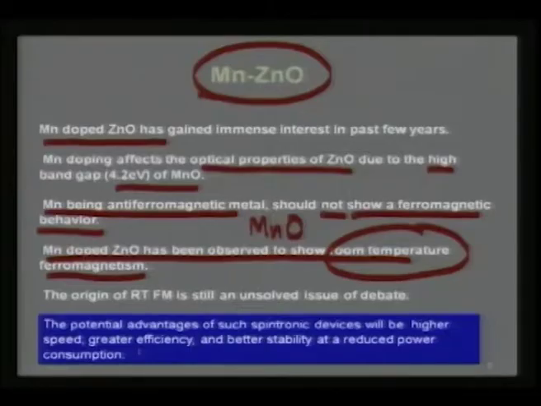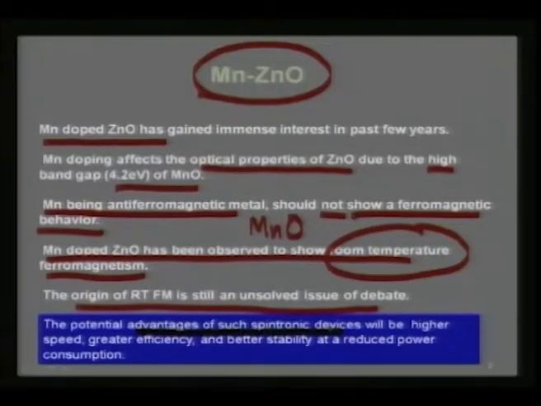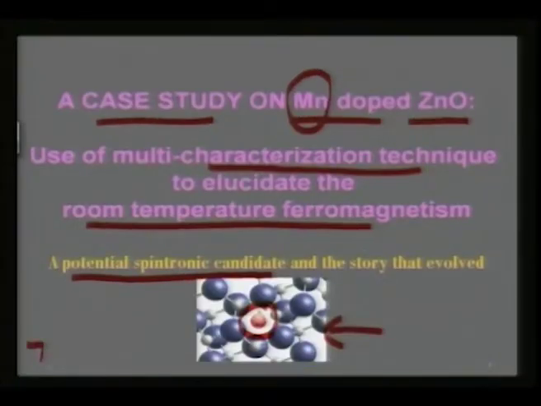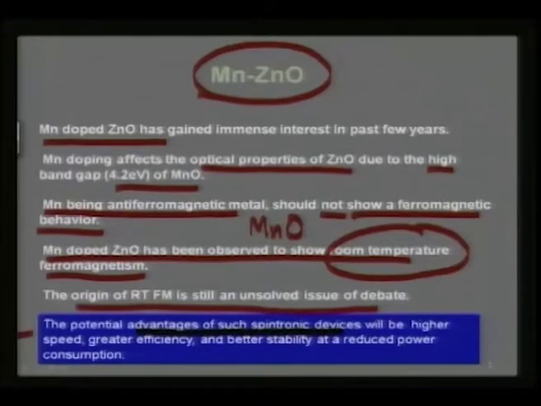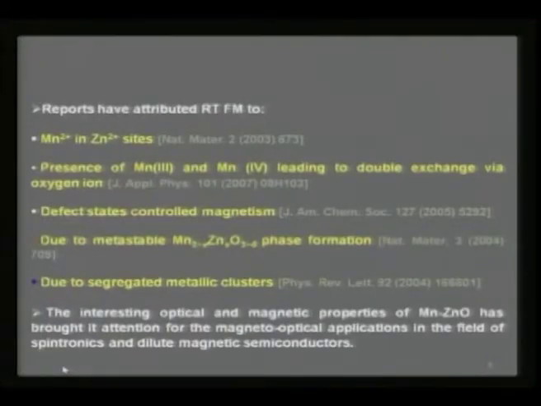So, the question of the origin of room temperature ferromagnetism after 7 years of effort is still not a resolved picture, although plenty of indication is there about what exactly is happening. The potential advantage of such spintronic materials is that you can make a spintronic device that will have higher speed, greater efficiency and better stability at reduced power consumption. This is the implication as far as spintronic application is concerned. So, with this in perception, let us see where it all started, how the story evolved.